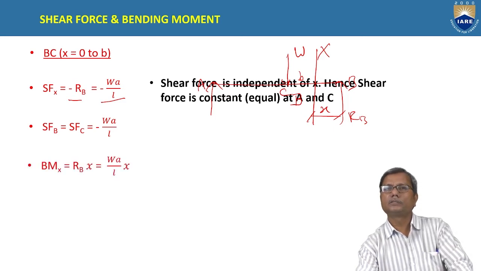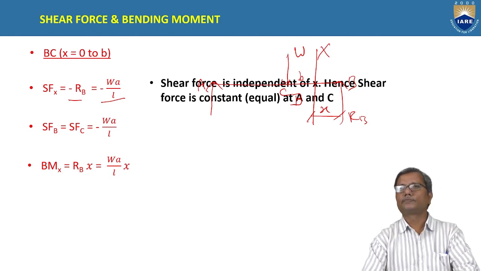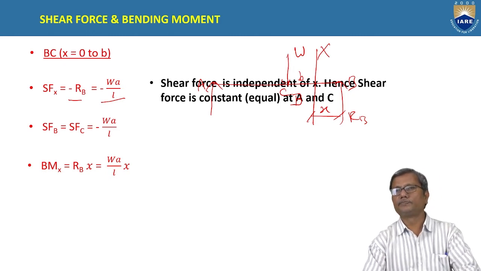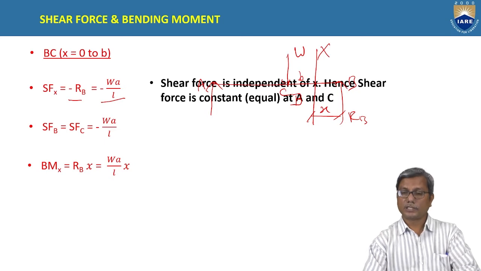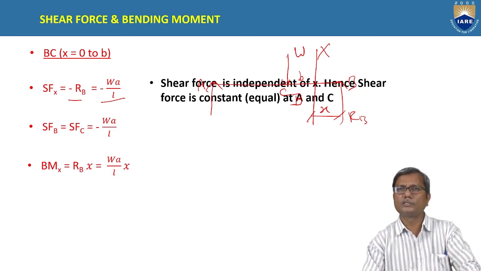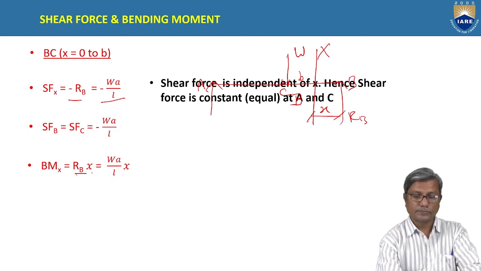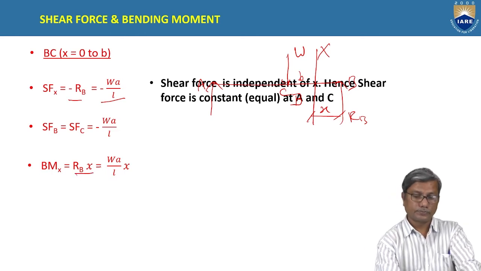Coming to next, bending moment. Bending moment at X, considering right hand side. So what are all the forces acting on the right hand side? Only reaction RB is acting here, upwards. So the moment due to RB is RB into X. This is again positive.